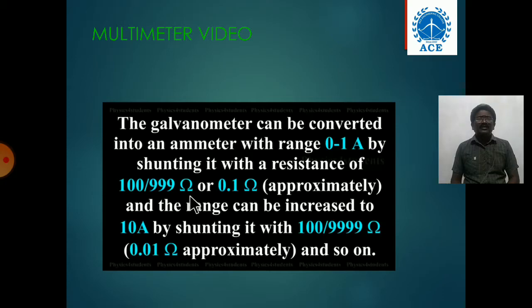or by shunting with the resistance of 0.1 ohm approximately. The range can be increased to 10 amperes by shunting it with 100 by 9099 ohms, and to 100 amperes by shunting with 100 by 9999 ohms. Simplify them, then you will get approximately 0.01 ohms, and so on.